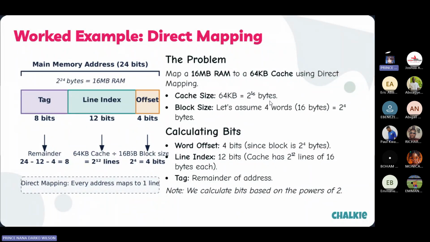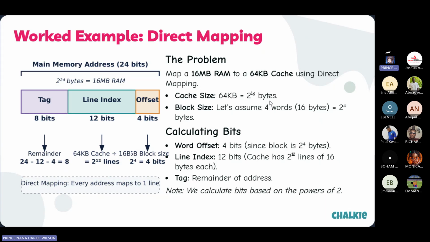Now there's a question that we used. It says, suppose you have been given a 16 megabyte RAM, and you're supposed to map it to a 64 kilobyte cache using direct mapping. What this means is that we are moving data from a 16 megabyte RAM, and the data that comes from it should go straight to our 64 kilobyte cache. We learned that the first thing you want to do is convert all these values into the powers of 2 that they represent.